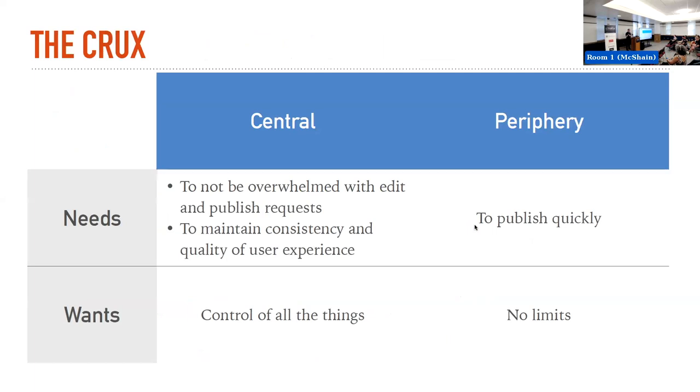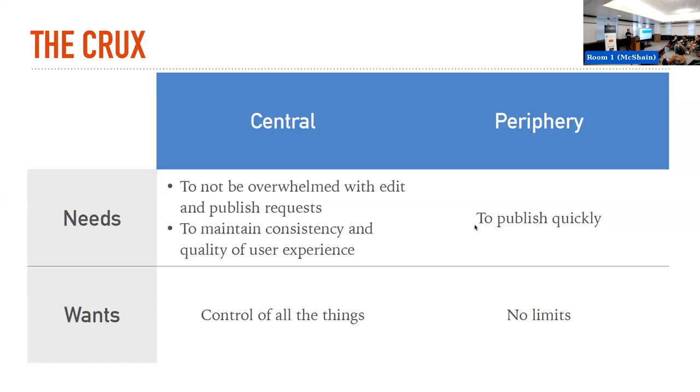So it's a big bunch of people, but here's the crux of all of this, right? You've got people who are central, and what do they need to do? They need to not be overwhelmed with edit and publish requests, right? You can't run every page publication through your central team unless you have staff beyond anything I have ever actually seen. And then you also need to maintain consistency and quality and compliance of that web experience.